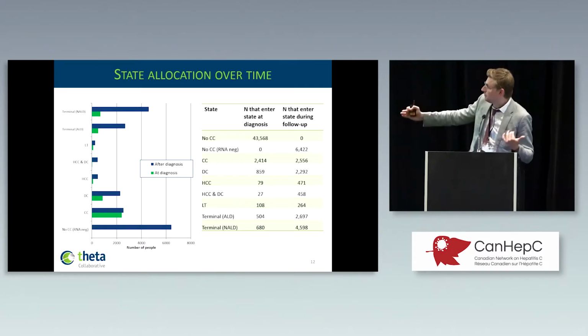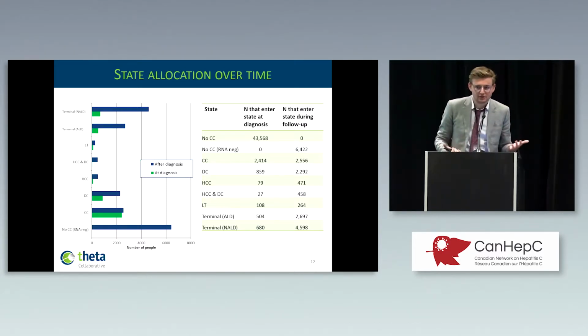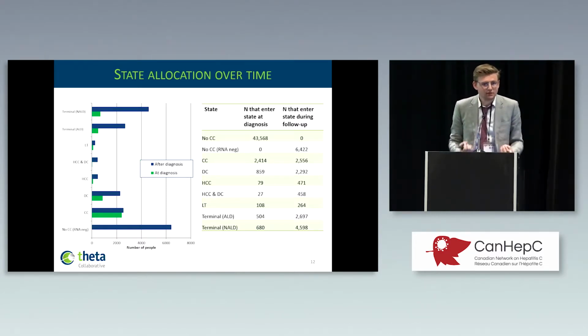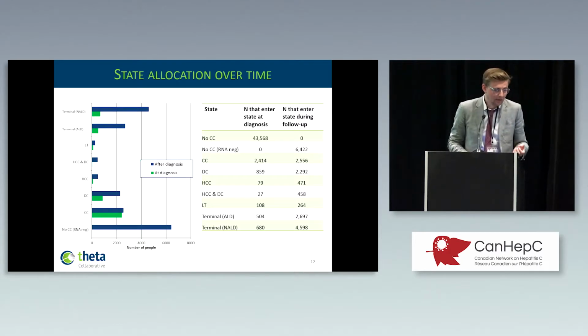If you take the bottom bar, for example, no compensated cirrhosis, RNA negative, these are individuals who effectively have their HCV cured. You'll notice there's no green bar. Of course, you can't be cured on the day of diagnosis. I don't think treatment has got that good just yet. And you'll notice that we identified 6,000 individuals in our cohort who became RNA negative over time.